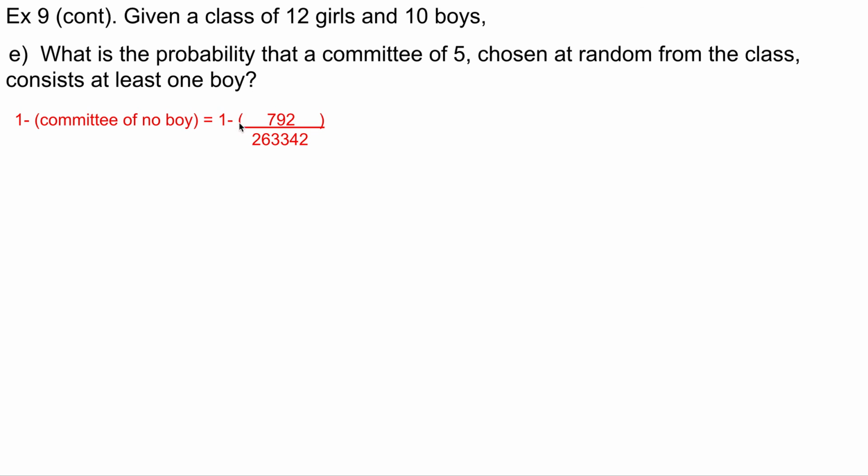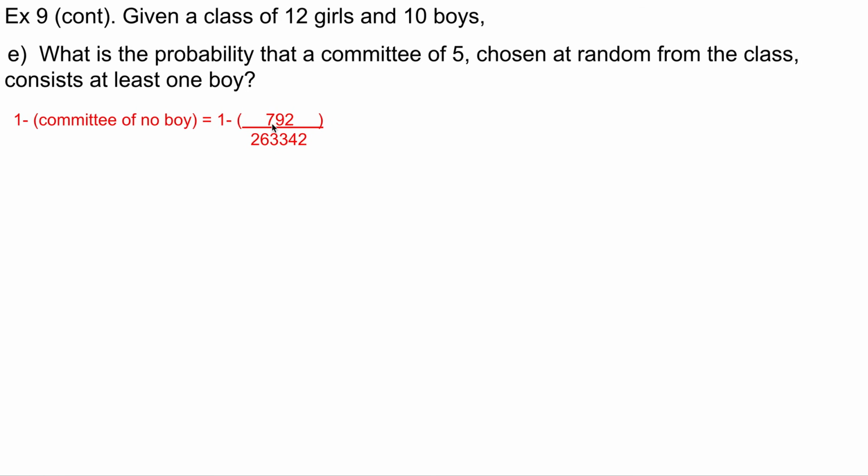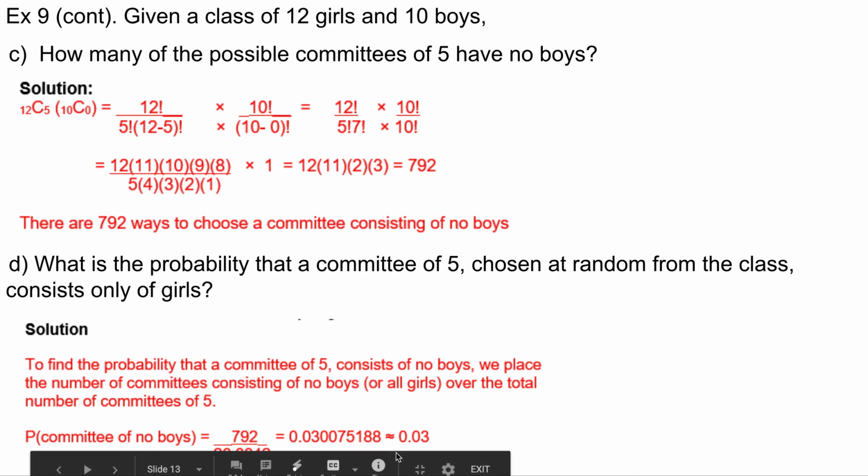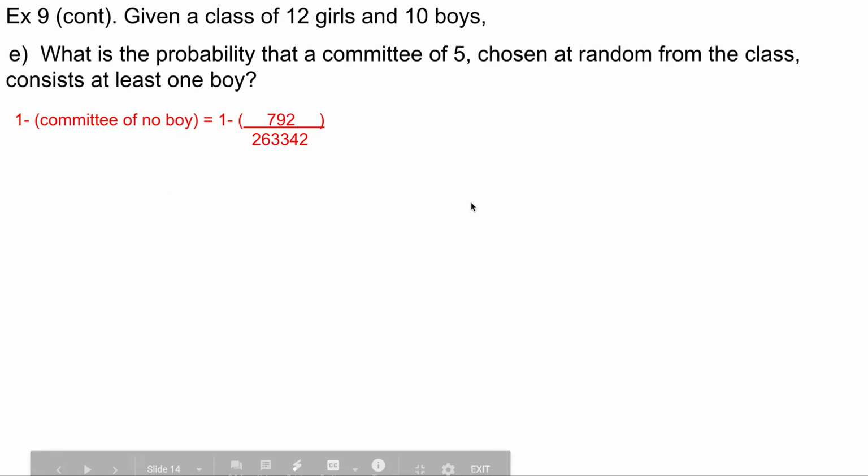Then what is the probability without any boy? We already found it in the previous video, right? We already found that as 0.03. So if you subtract that from 1, we have about 0.97. Yeah, about that.